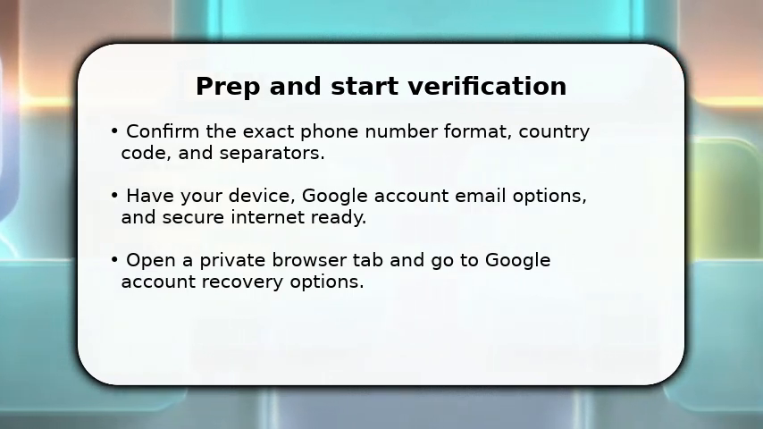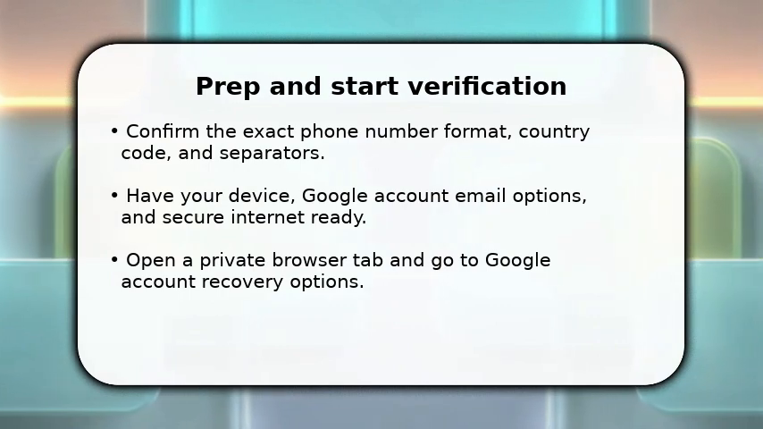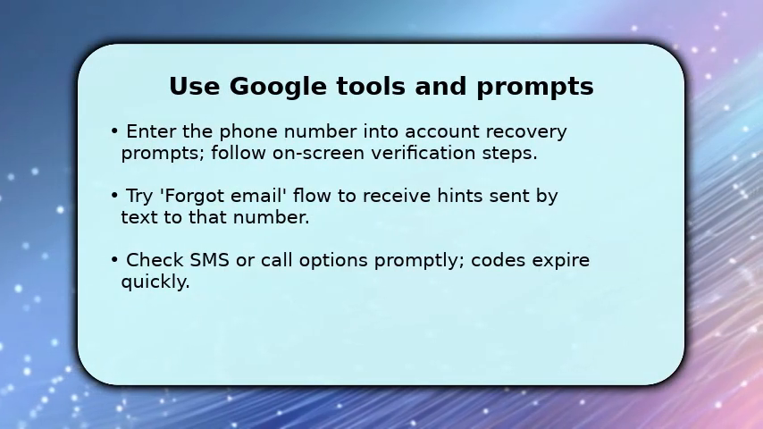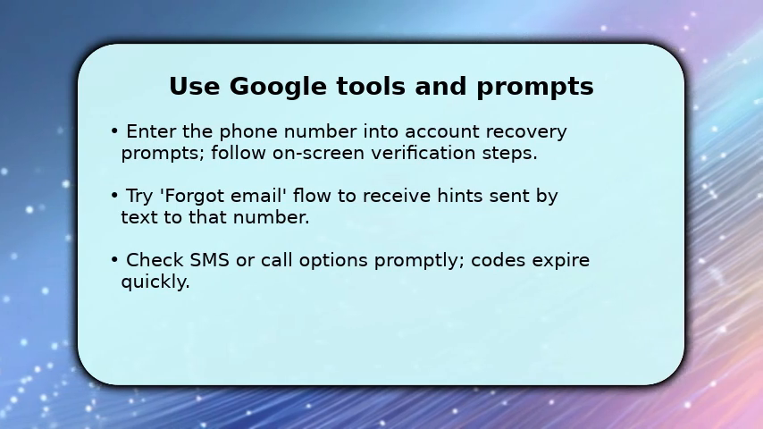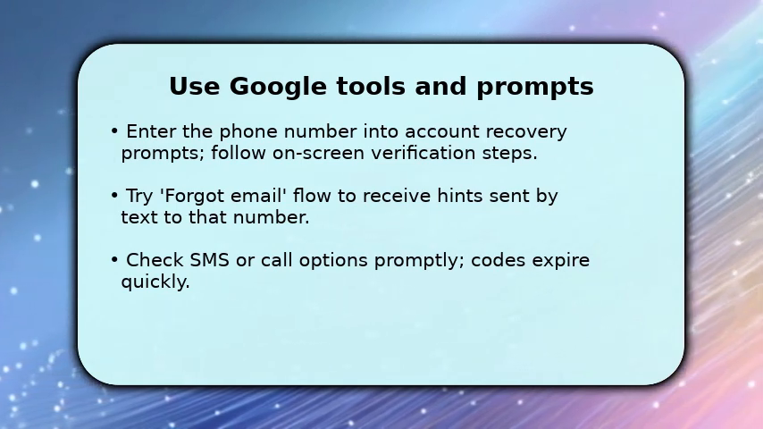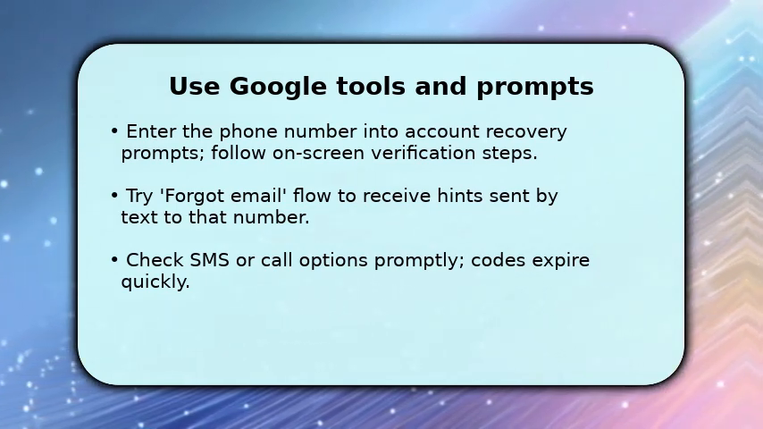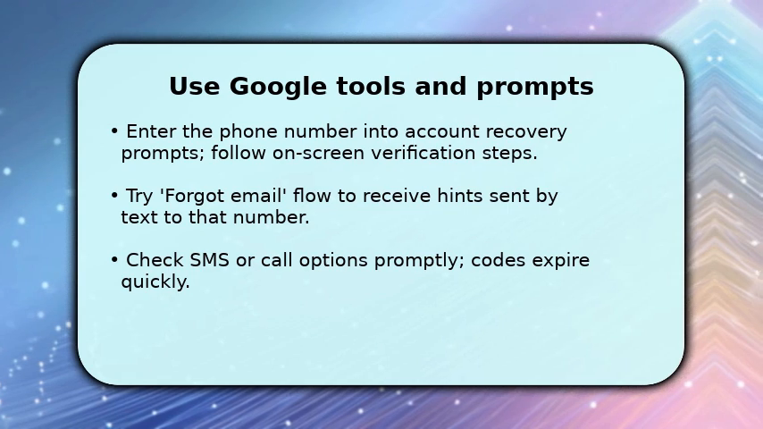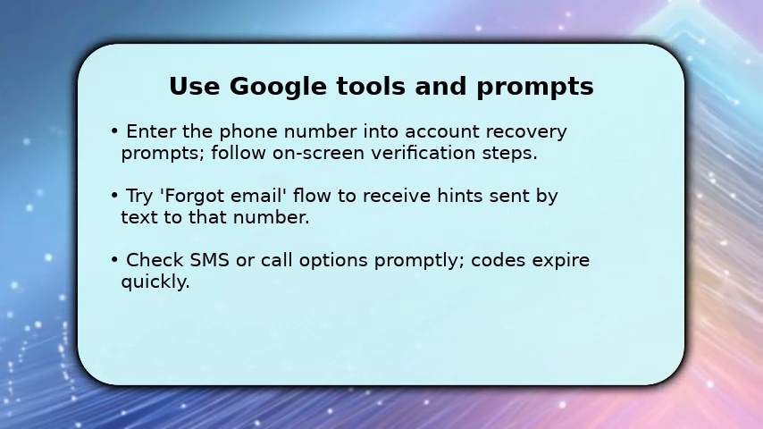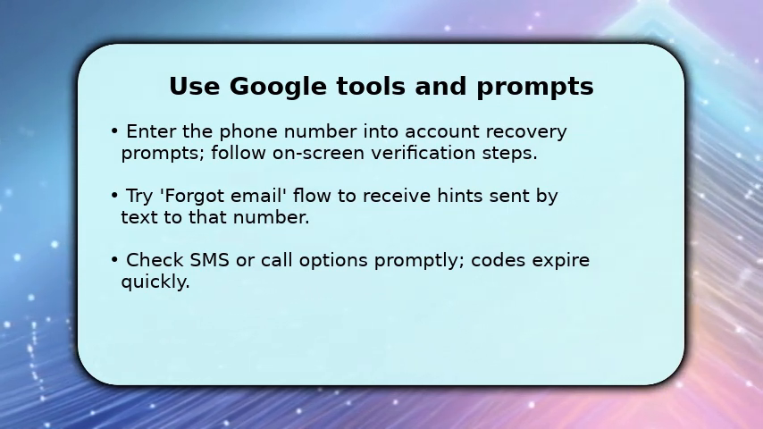Once you've started recovery, use Google's prompts deliberately. Pick Forgot Email or Find My Account and enter the phone number. Google may offer to send a verification code via SMS or call. Accept that and watch for the message. If a partial email hint appears, note it. Those letters help narrow accounts.